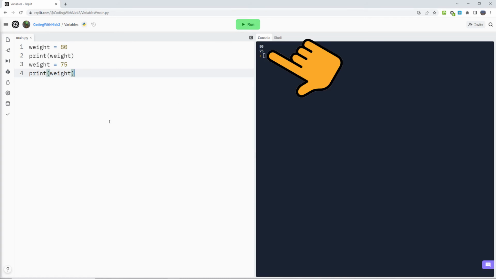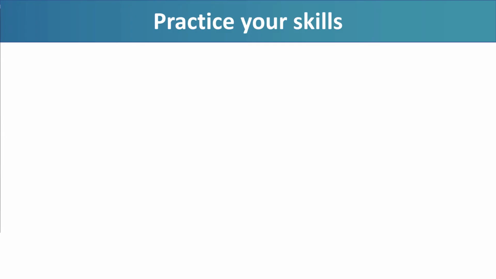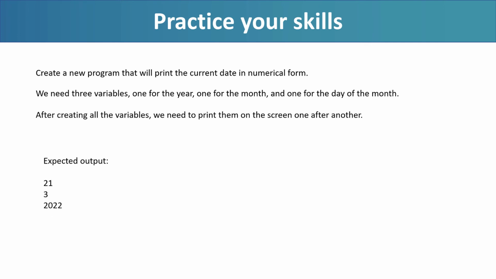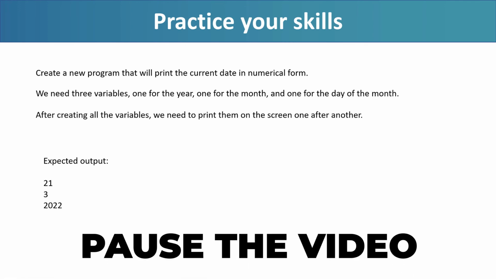Cool, our program works. Now, let's practice our new knowledge with a simple exercise. Create a new program that will print the current date in numerical form. We need three variables, one for the year, one for the month, and one for the day of the month. After creating all the variables, we need to print them on the screen one after another. Now, pause the video and try this exercise by yourself. When ready, resume the video to see the solution.